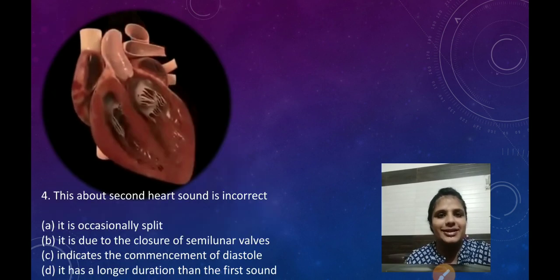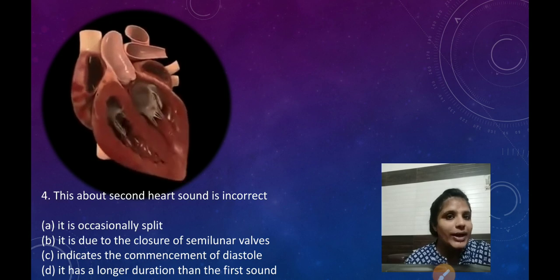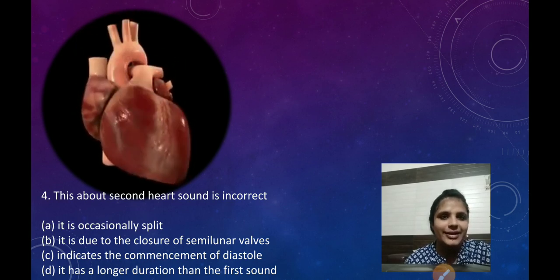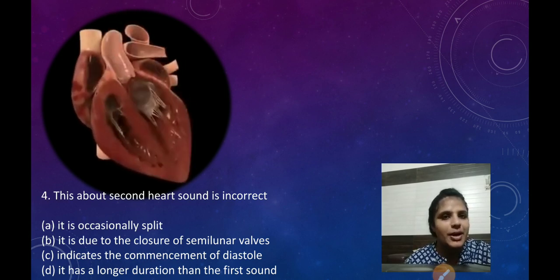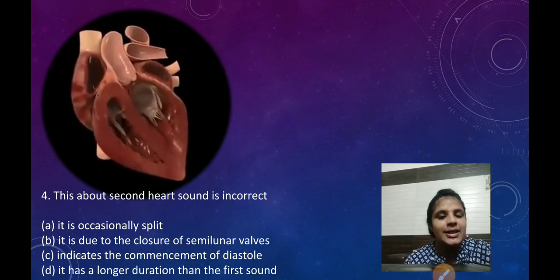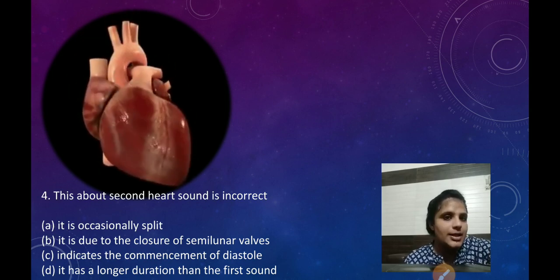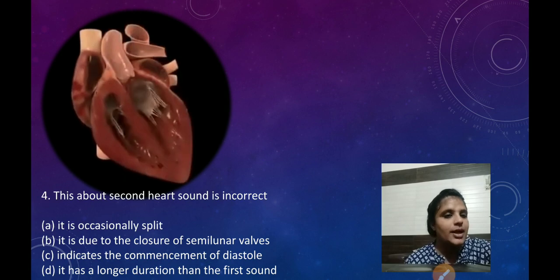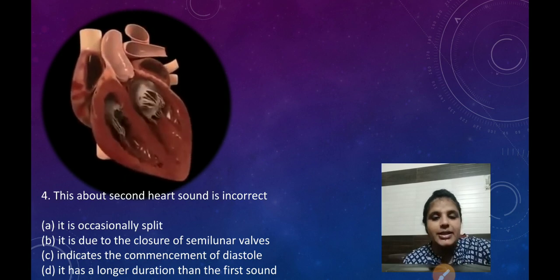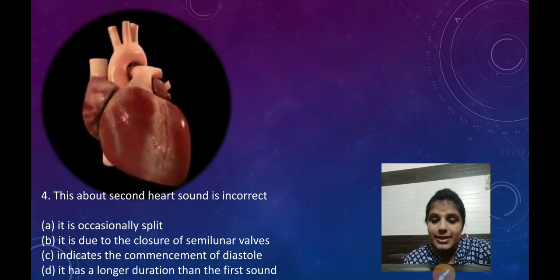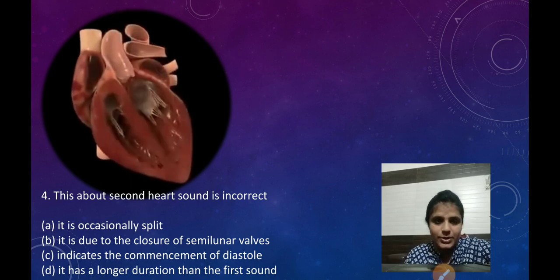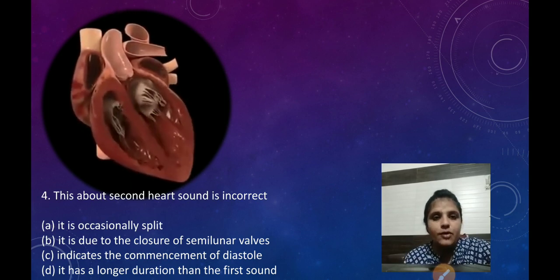Now in this question, you can see that white part, that is the chordae tendineae, and you can see different parts of the heart very easily. This statement about the second heart sound is incorrect. So the second heart sound is the dub sound. It is occasionally split. It is correct, because it can be split. It is due to closure of semilunar valves.